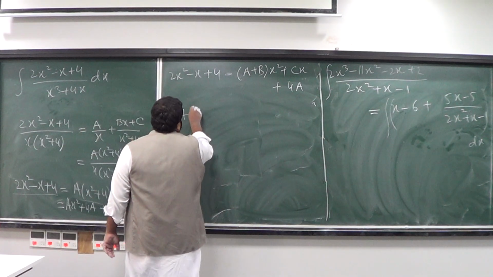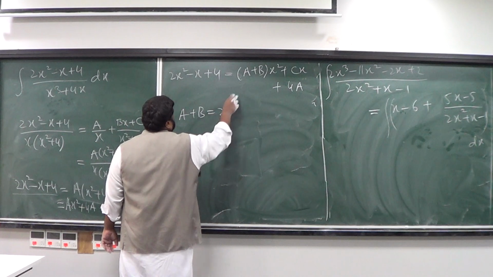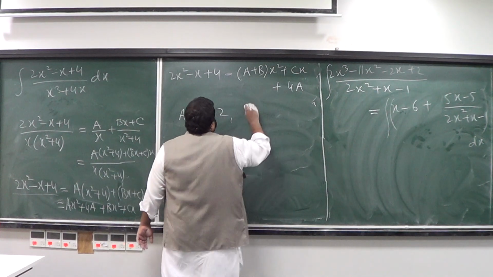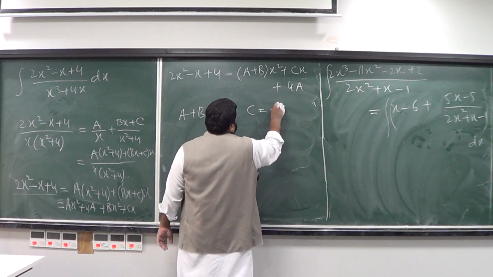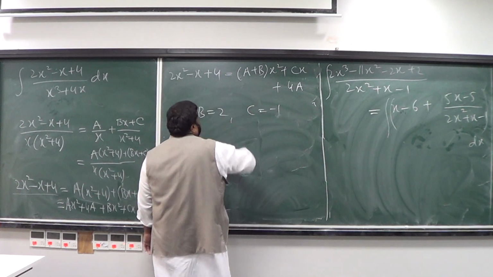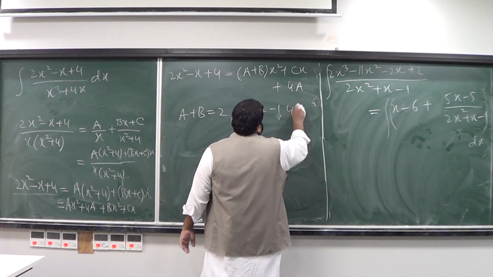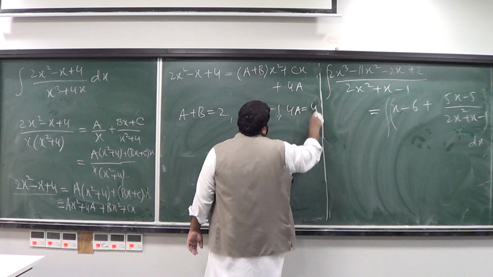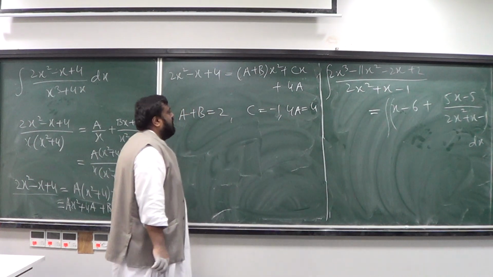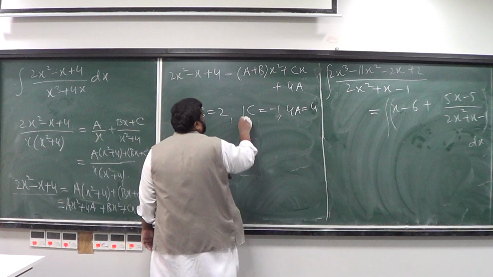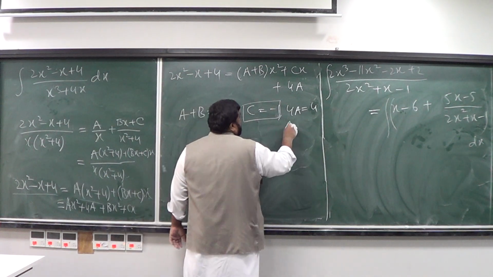So A plus B is going to be 2 because the coefficient of x square is 2. C is going to be negative 1 because the coefficient of x is negative 1. And 4A is going to be 4. So you can already see that you got two numbers: C is minus 1 and A is 1.